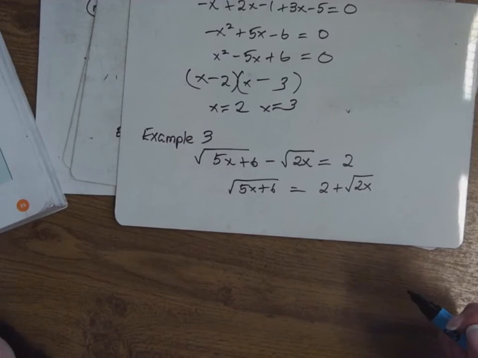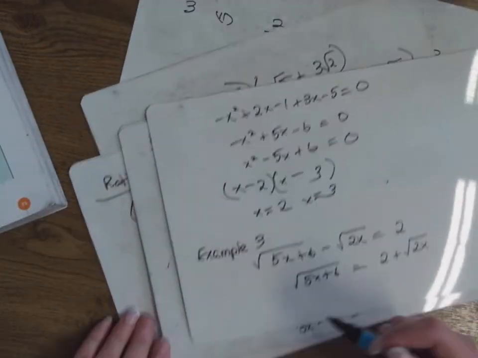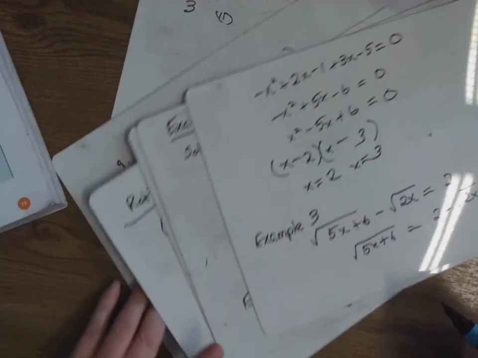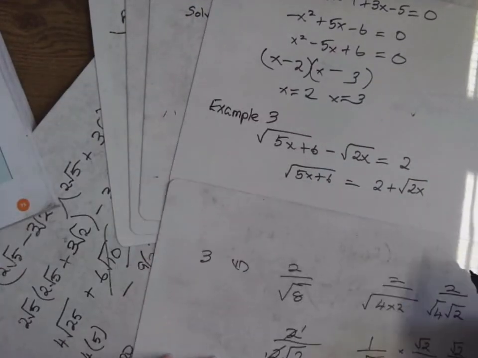What you do when there's three square root signs, you'll never be asked. You're in college now, so you pat yourself on the back if you get three square root signs. Okay, so then you square both sides.